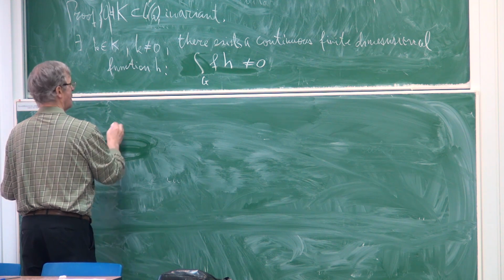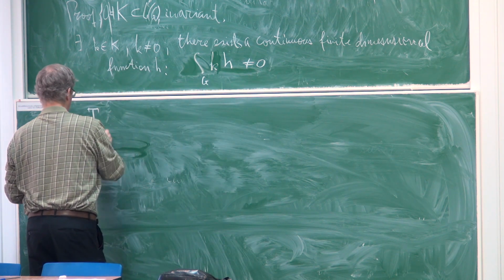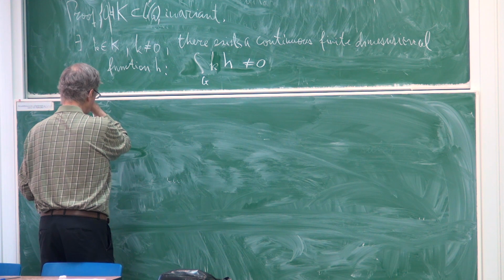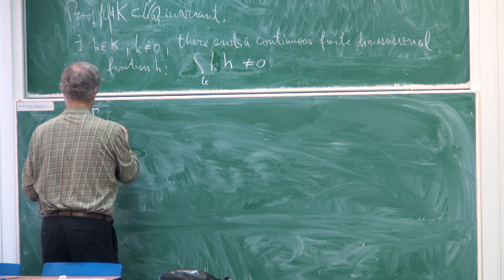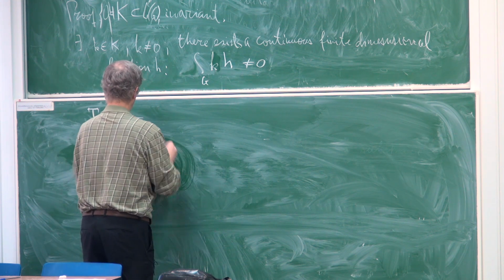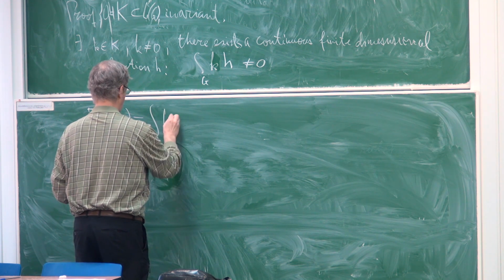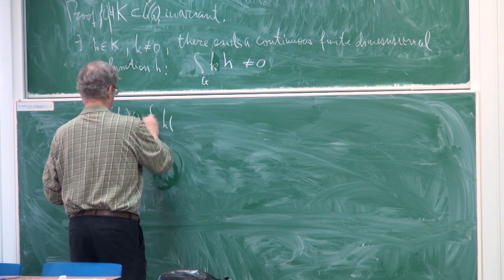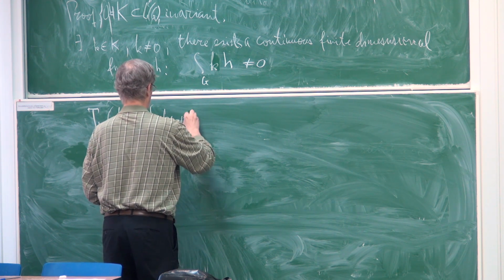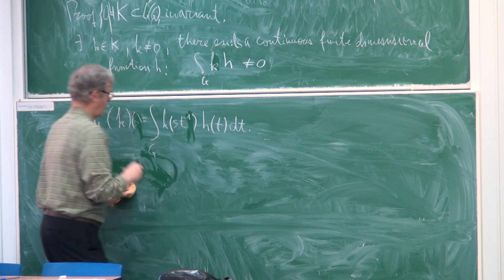And now again consider the operator T_h, and this T_h of k is equal to the integral over G of k at the point s, k of s t to the power minus 1, h of t dt. Okay.